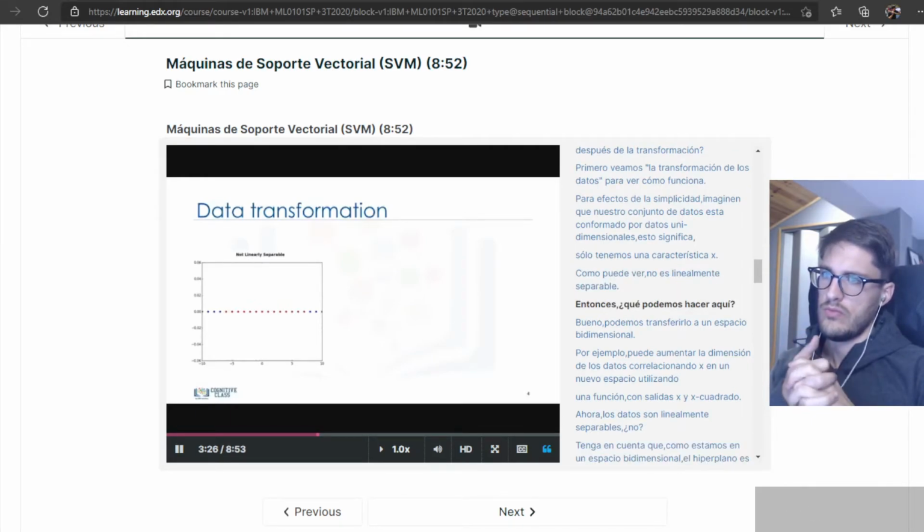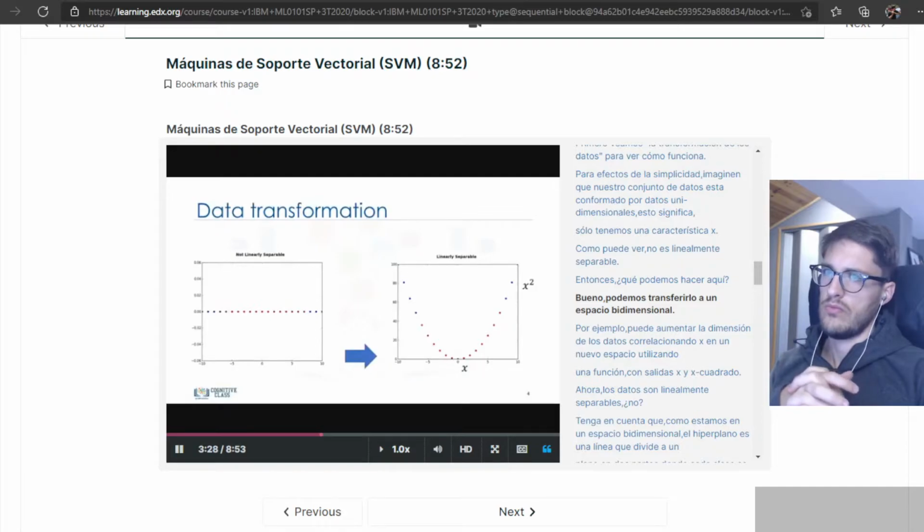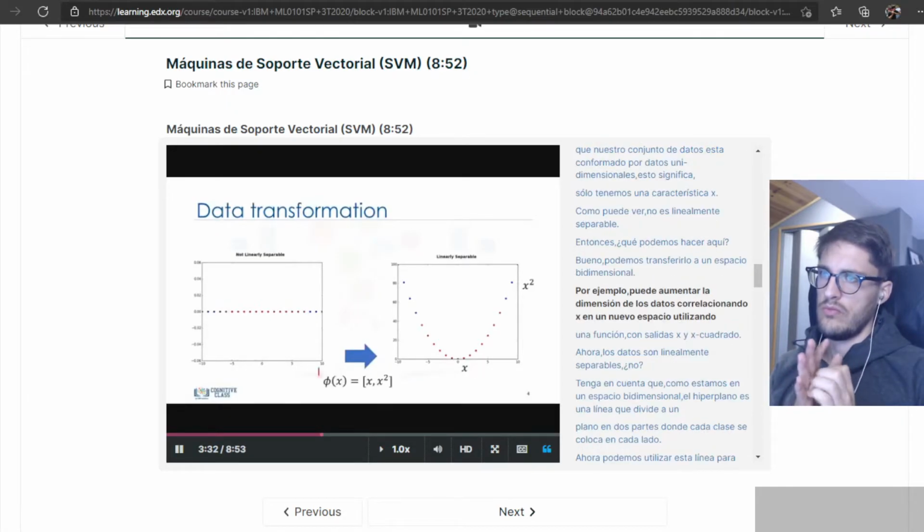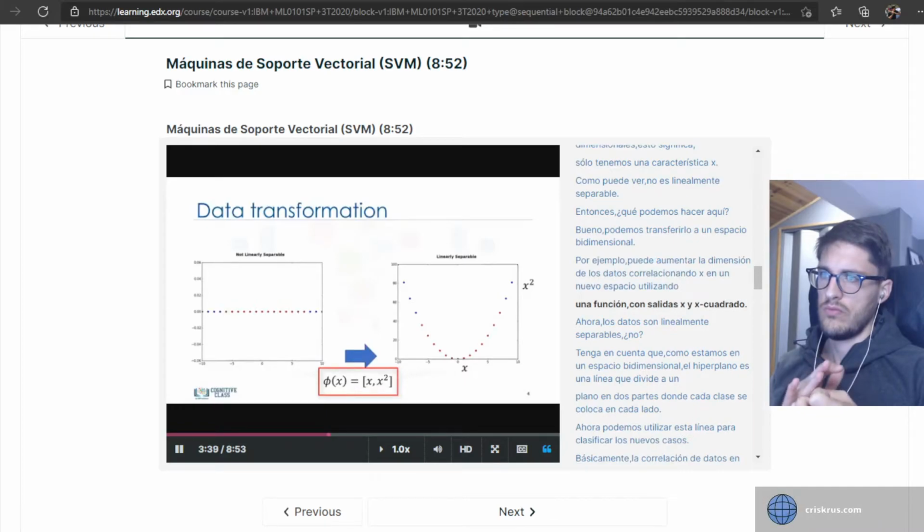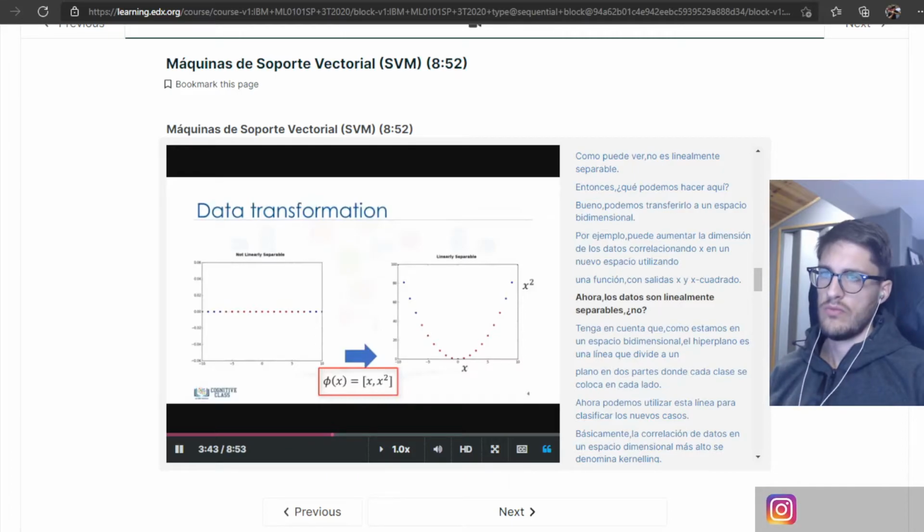So, what can we do here? Well, we can transfer it into a two-dimensional space. For example, you can increase the dimension of data by mapping x into a new space using a function with outputs x and x squared. Now the data is linearly separable.